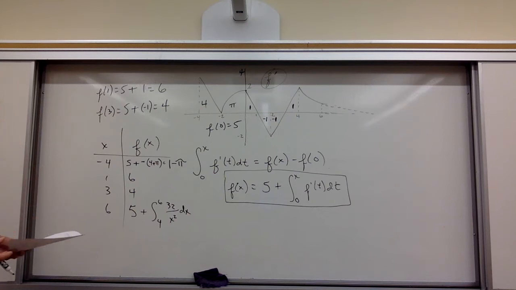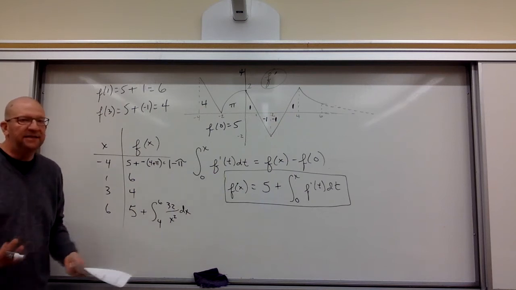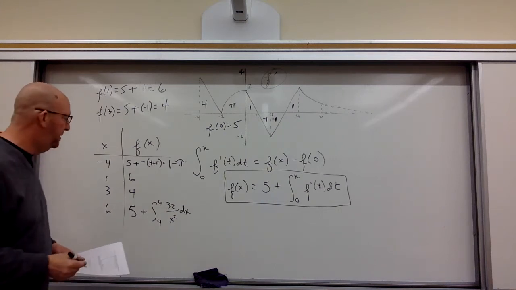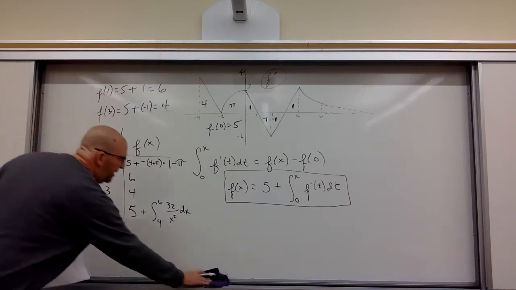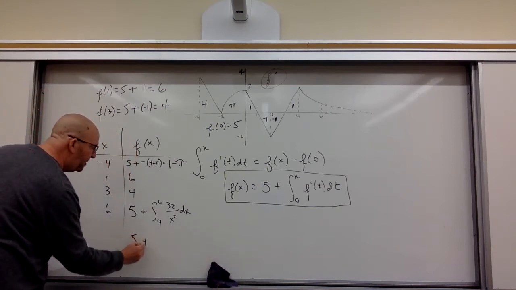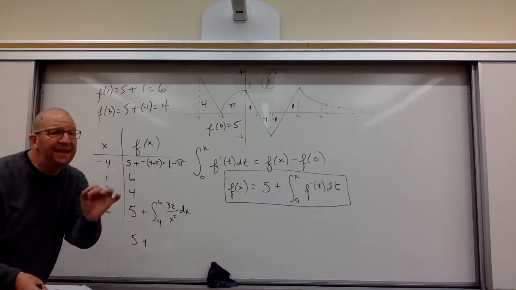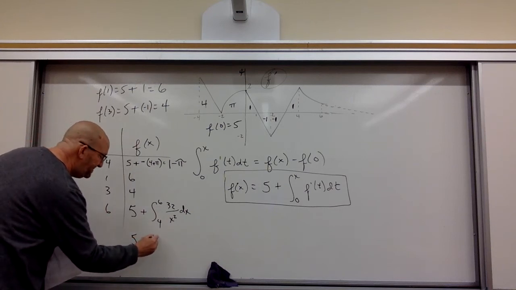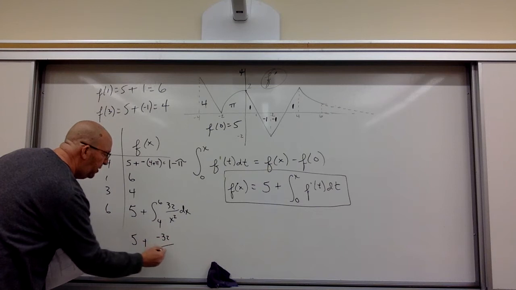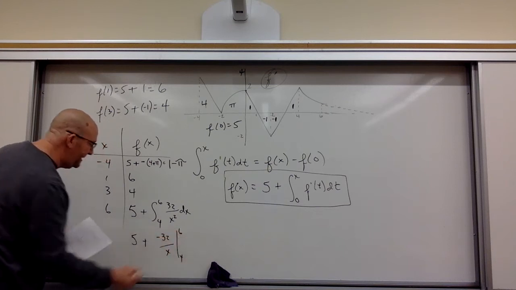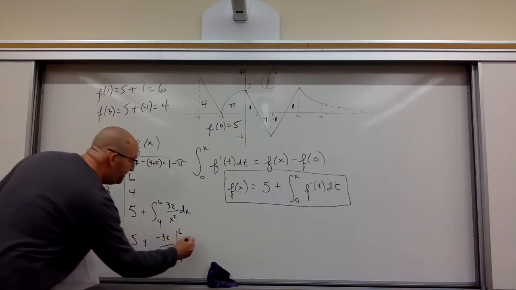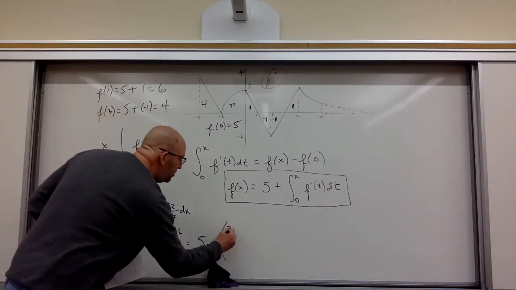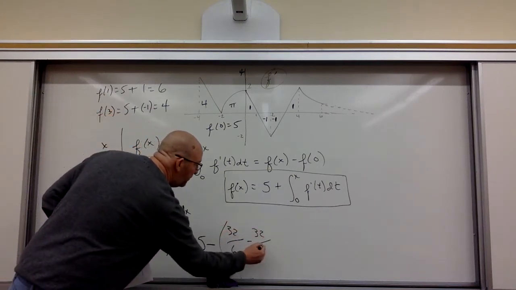Well, we can do that because we know how to integrate x to the -2. And don't you dare say natural log. That only goes with x to the -1. So here we go. I'm going to write this down here. So this is 5 plus. Now, 32x to the -2. Let's integrate that. That's 32x to the -1 over -1, right? So that's -32 over x evaluated from 4 to 6. So that's going to be 5 minus, I'm going to put this in parentheses now, 32 over 6 minus 32 over 4.